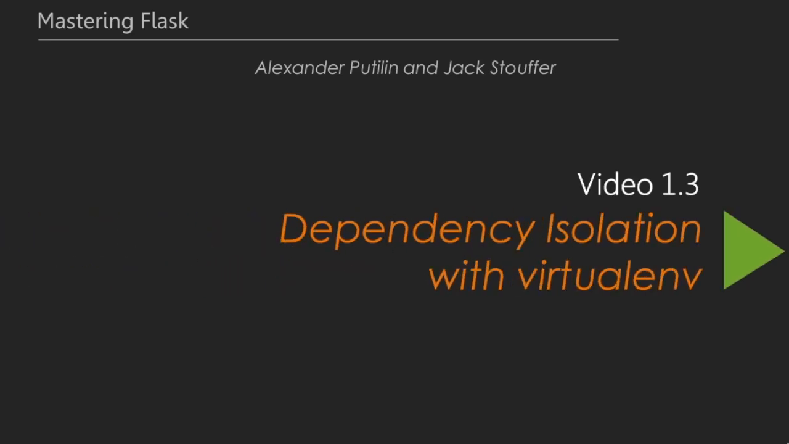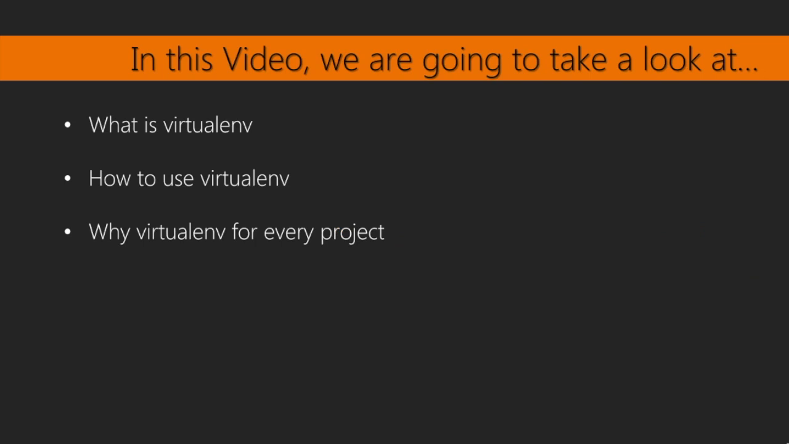In our last video, we saw the basics of Flask API. This is the second video in Section 1 titled Dependency Isolation with Virtualenv. In this video, we will cover what Virtualenv is, how to use it, and why it should be used in every Python project. To understand Virtualenv, let's imagine the following scenario.